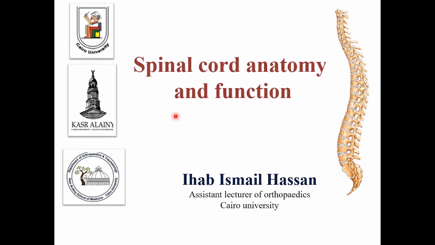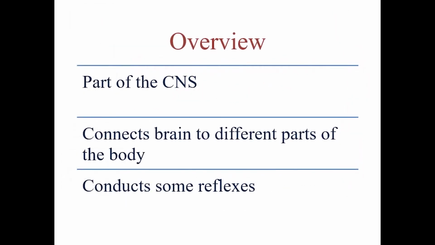Welcome everyone. Today we will talk about the spinal cord anatomy and function. So, the spinal cord is a part of the central nervous system, and its function is to connect the brain to the different parts of the body and carry signals and orders between them. It also can act independently of the brain in conducting some reflexes, as we will see later on.